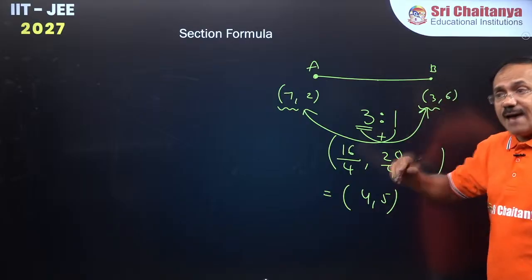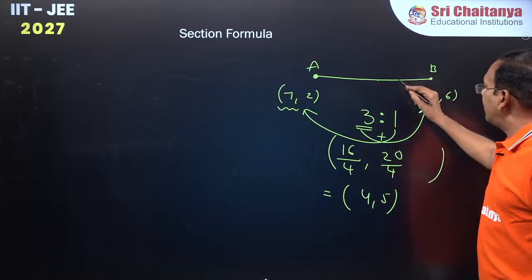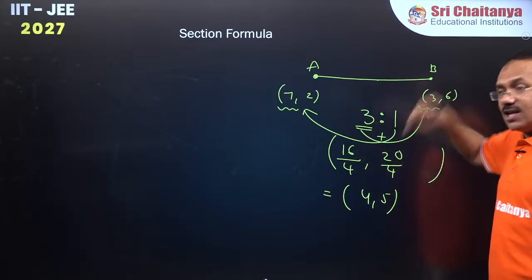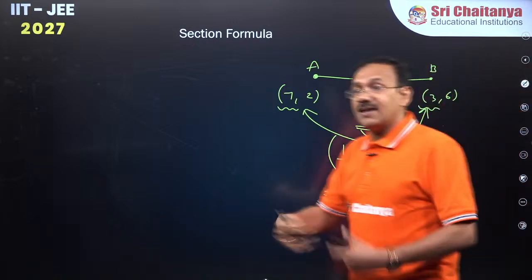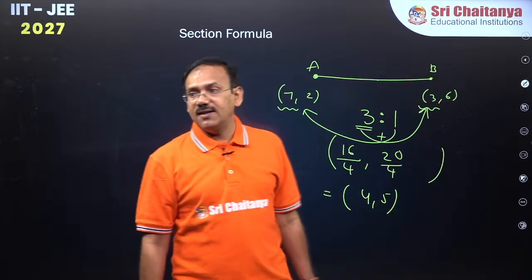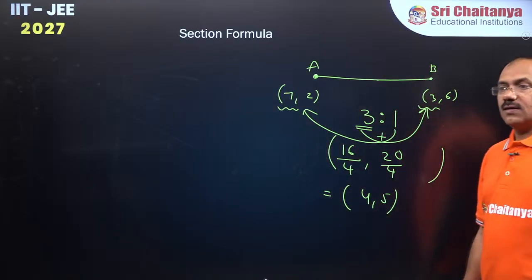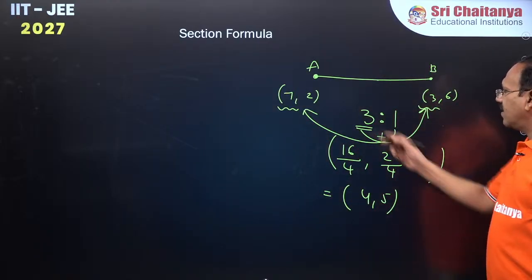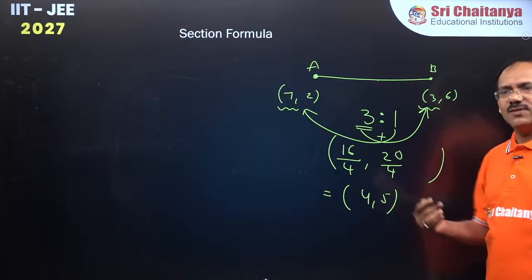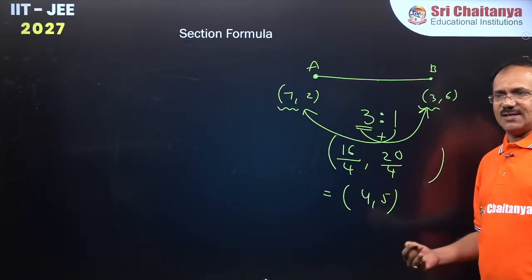In the same question, can you find the point which divides AB in the ratio 3:1 externally? Come on, try externally. M1, M2 is same, bhaiya. Same, you can try. This is how you practice the formula, that's it.